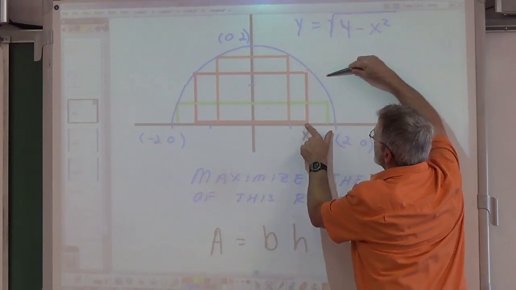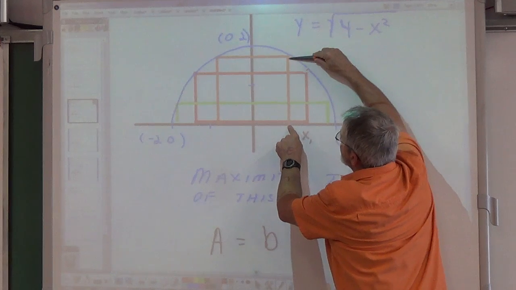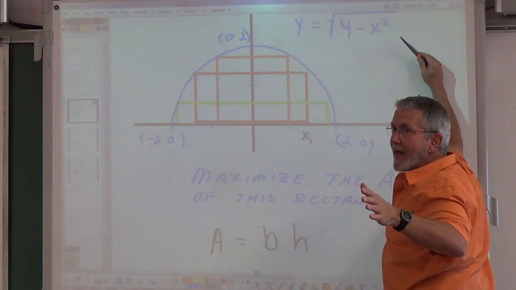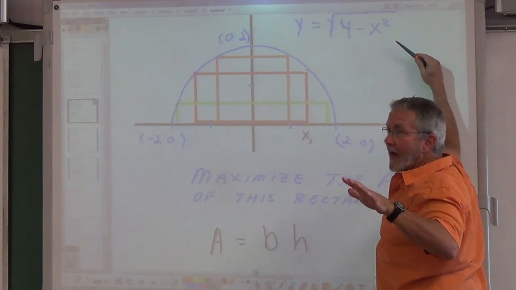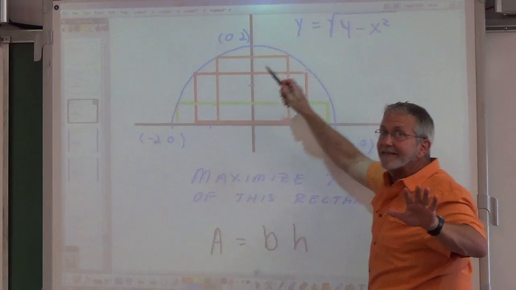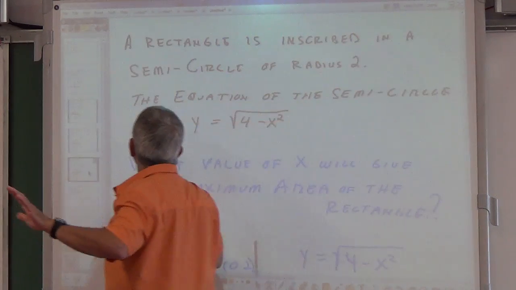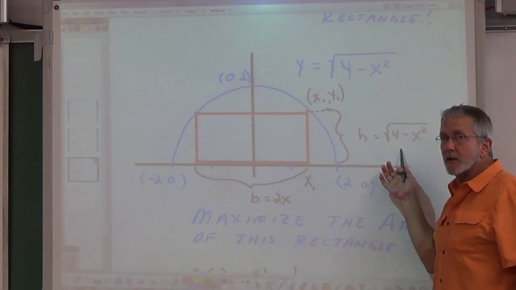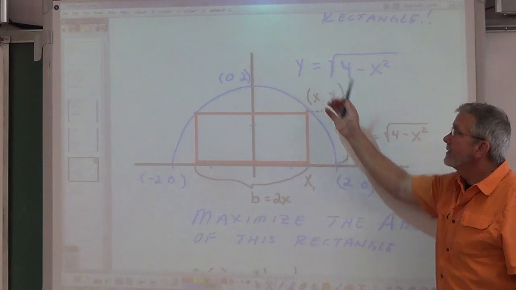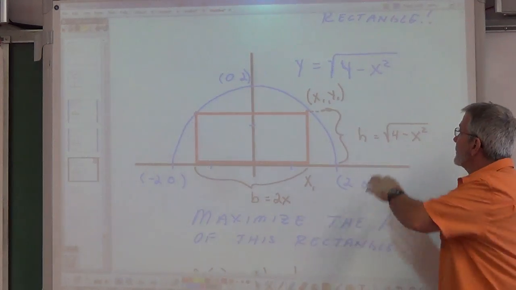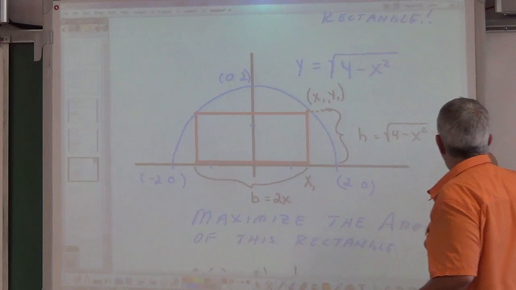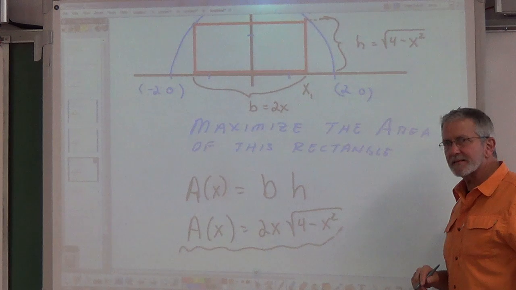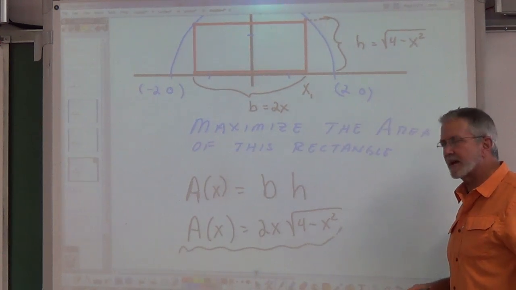And if I use this x, this is my height. This y or this y. So the height, either way, is always going to be whatever the y value is. It's that easy for this particular problem. So that's why, for this particular problem, the h is just the equation in x of y. Y is the square root of 4 minus x squared. So therefore, my area is 2x times the square root of 4 minus x squared.